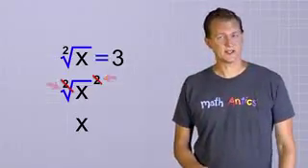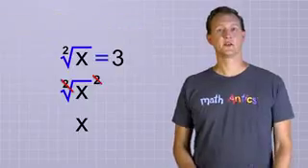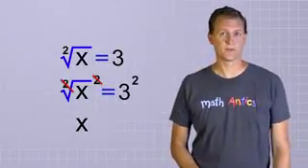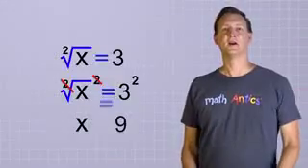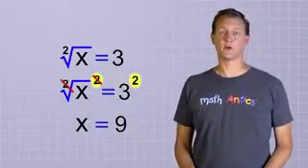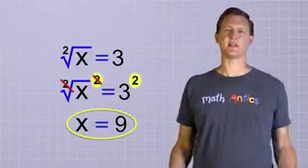But remember, to keep our equation in balance, we need to do the same thing to both sides. So we need to square the 3 also. 3 squared is 3 times 3, which is 9. There. By squaring both sides of the equation, we changed it into x equals 9. We solved for x. That was pretty easy.